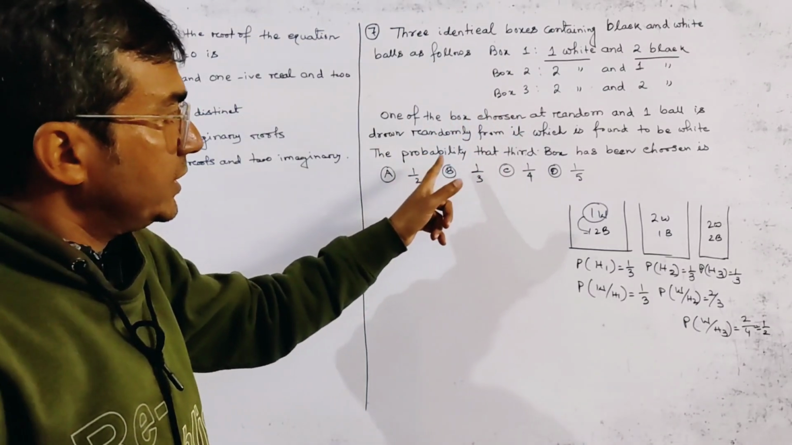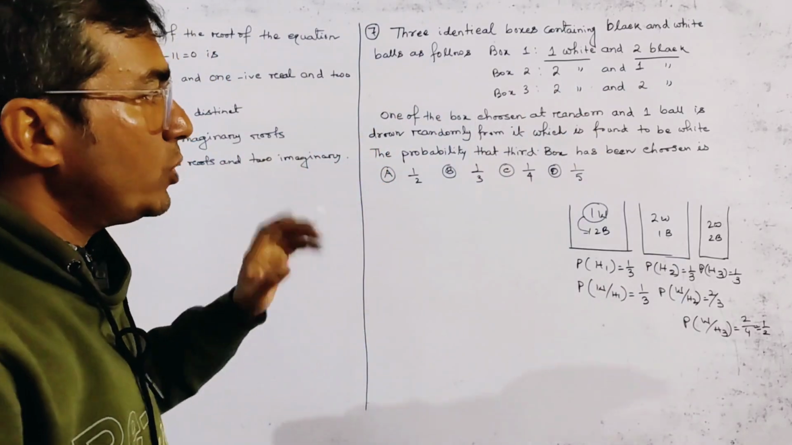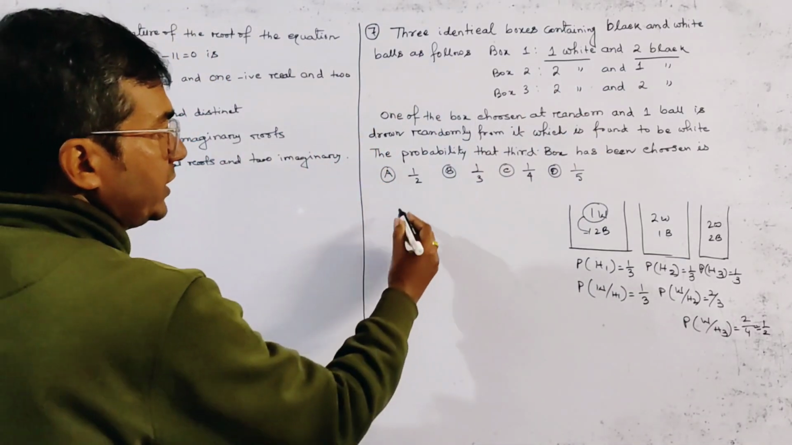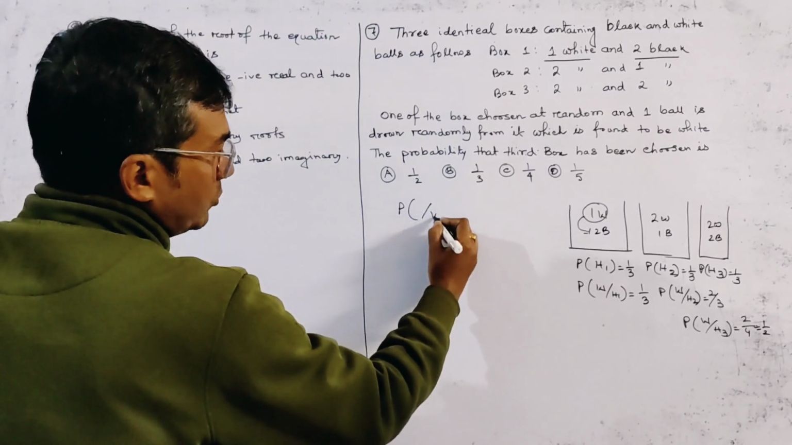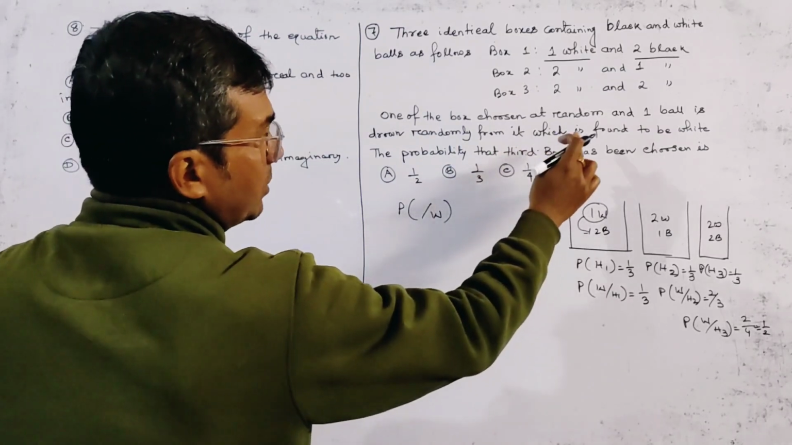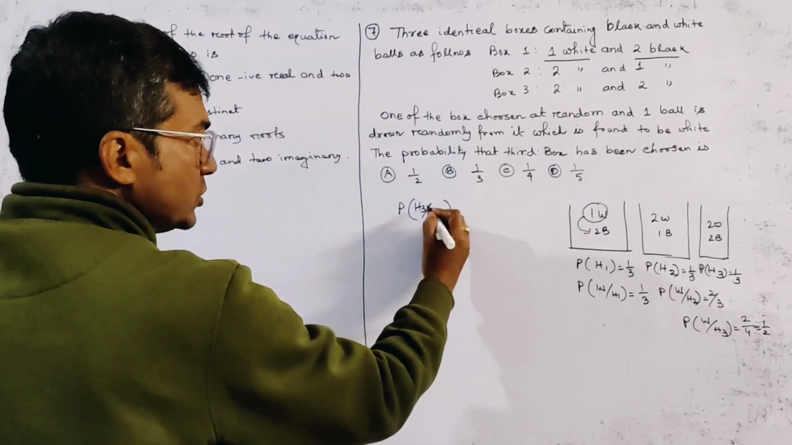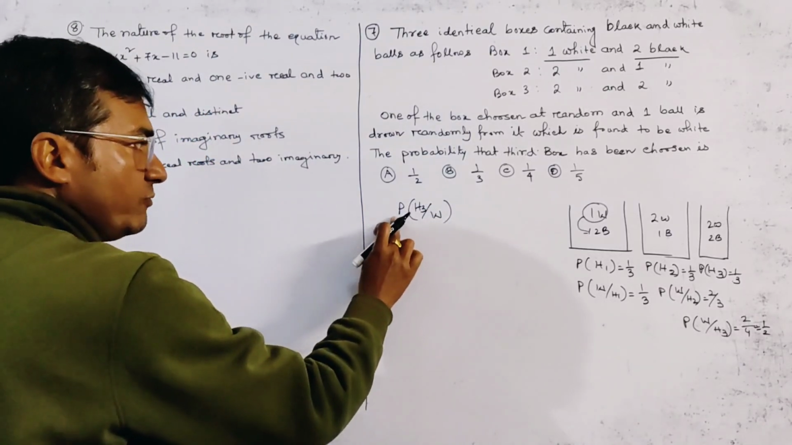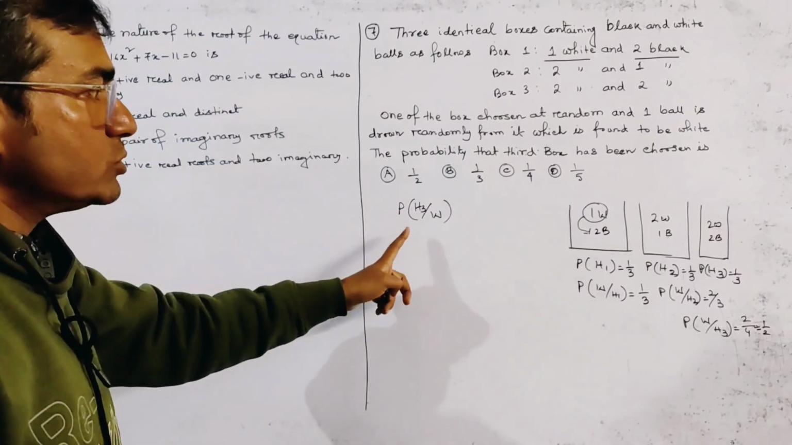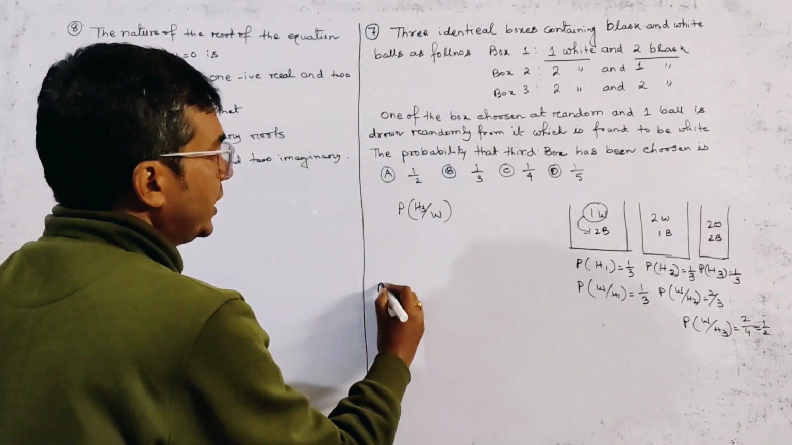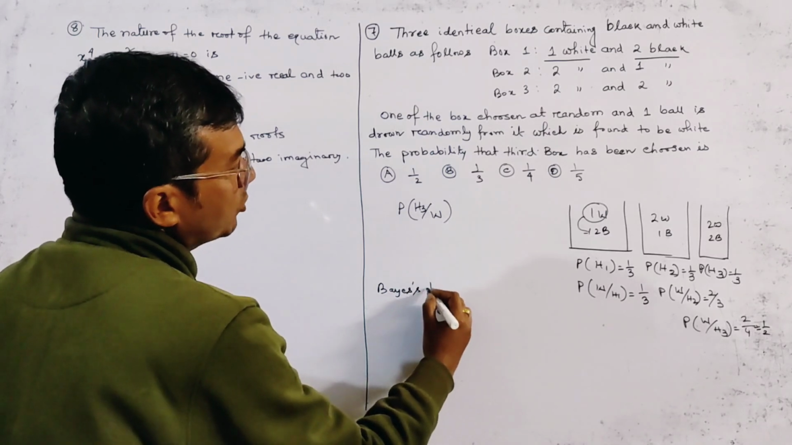Now the probability that the third box has been chosen. So it is clear that we have to find the probability given W, because it is found that the ball is white, and we have to find the probability of the third box. So we have to find P of H3 given W. So clearly we have to use here Bayes theorem of probability.